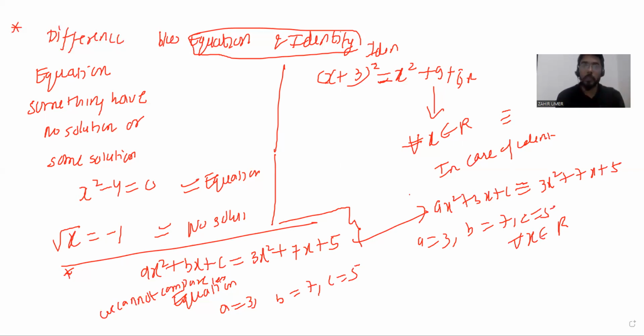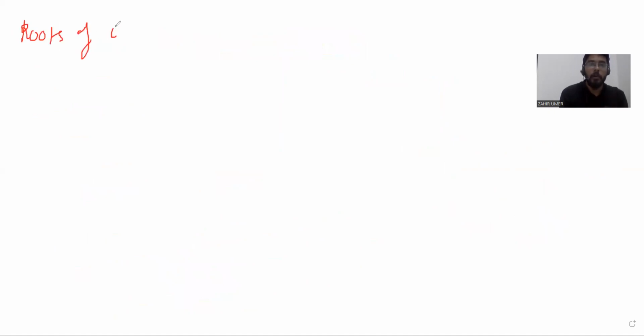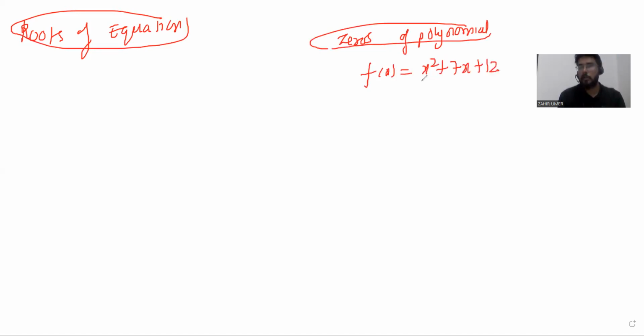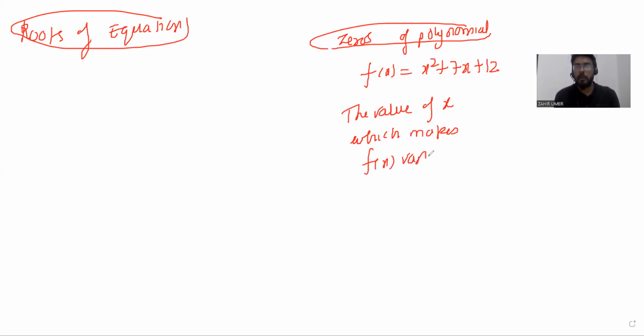Now again we move to the next topic, which is roots of the equation. Before roots of the equation, I would like to recall the zeros of the polynomial. In polynomials, we studied that if it is written as f(x) is equal to x square plus 7x plus 12, then the value of x which makes f(x) vanish, which makes f(x) equal to 0, is called a zero. Simply, the value of x at which f(x) becomes 0 is called a zero of the polynomial.